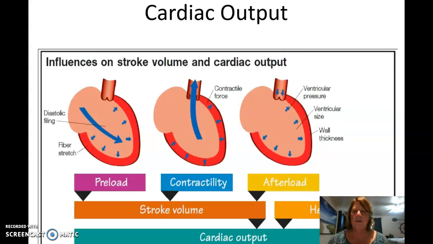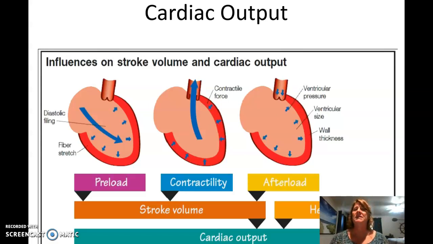Now, cardiac output is an important concept to understand because it's going to play a role when we talk about what happens when a person has a fast heart rate or a slow heart rate. A lot of it's going to come down to, are they symptomatic? Is their cardiac output impacted by it? So we'll be referring to this quite a bit. Cardiac output is how much blood our heart is pumping out every minute.